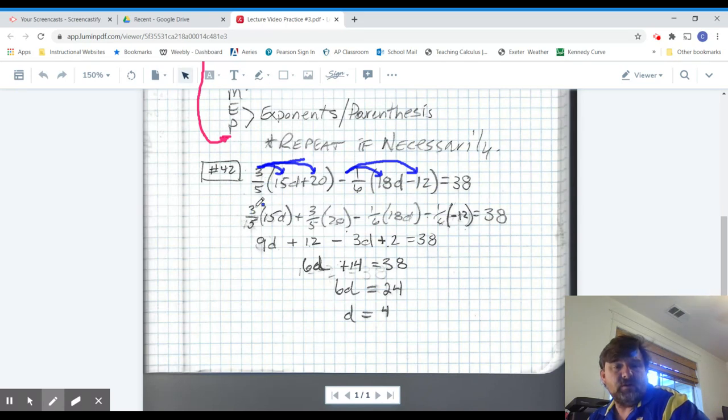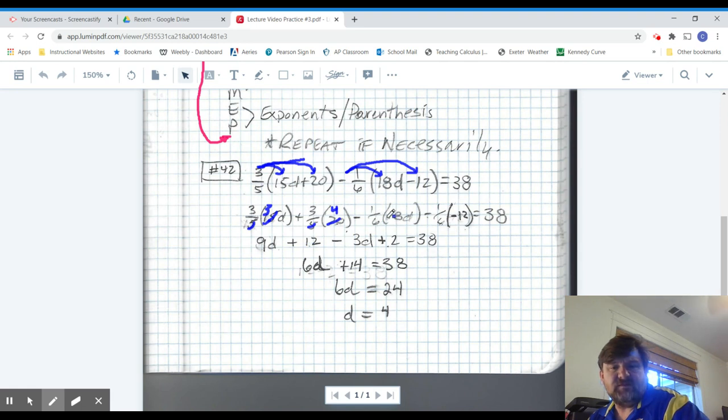All right, so now we're going to multiply each piece. That's where this comes from. 3/5 times 15d right here becomes 9d because these factor out, and this just becomes a 3. 3 times 3 is 9, 9d. This factors with this, it becomes 4. That's going to become 12.